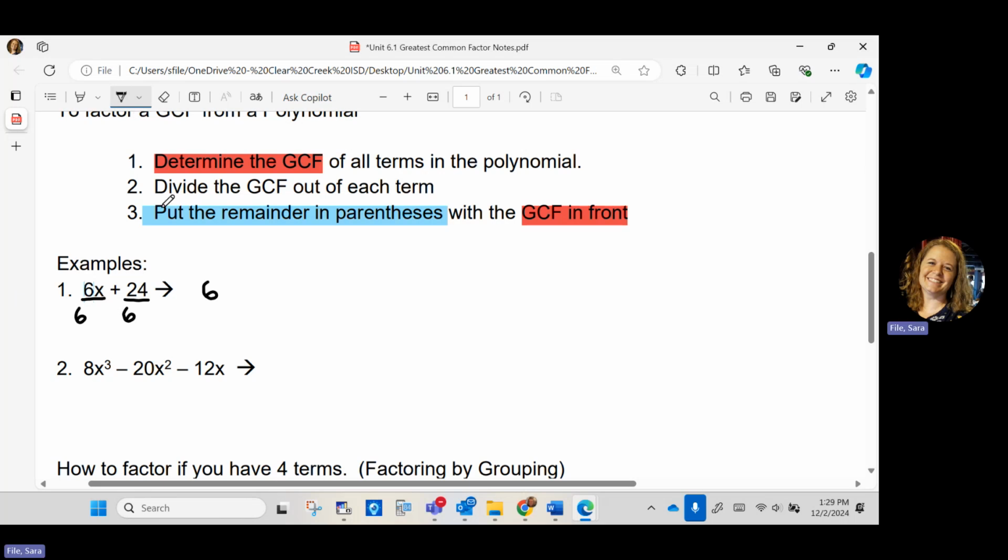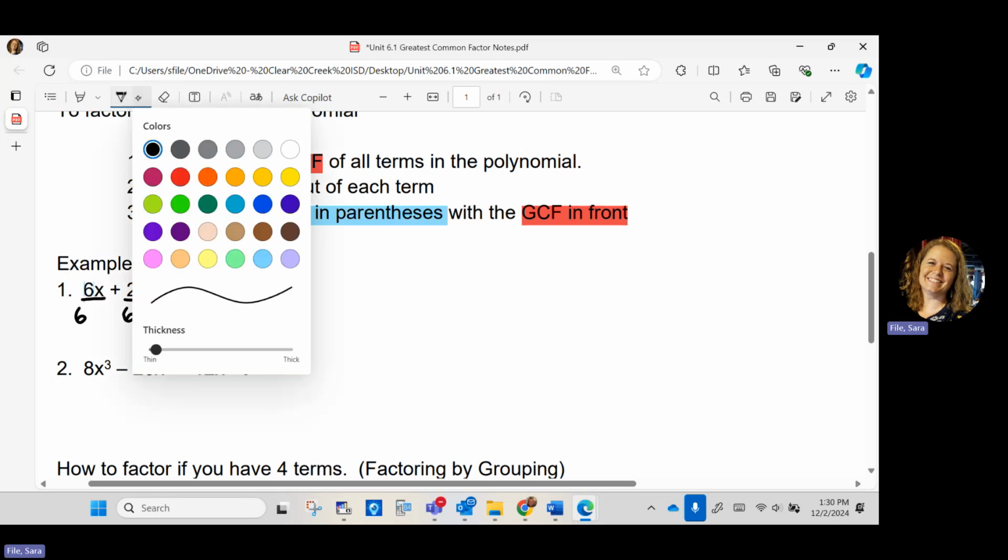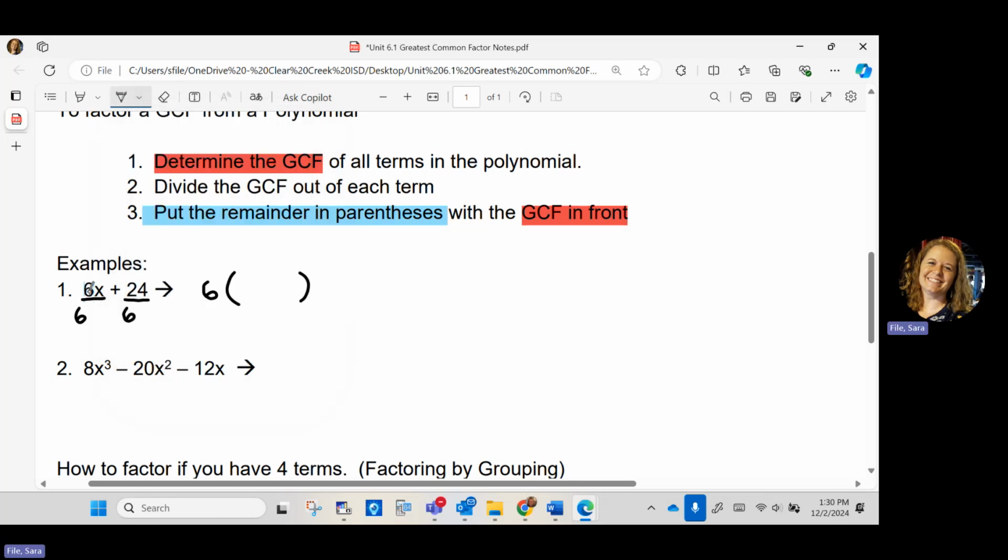But what about the letters? Is there an x in both terms? No, the 24 doesn't have an x. So that means there is no x in the GCF. The GCF is just 6. So now I'm going to put in parentheses what's left when I do this division. What is 6 divided by 6 here? Isn't that 1? Anything divided by itself. So it's just 1x. You don't have to write the 1, you can just write x. If you write 1x, that's okay.